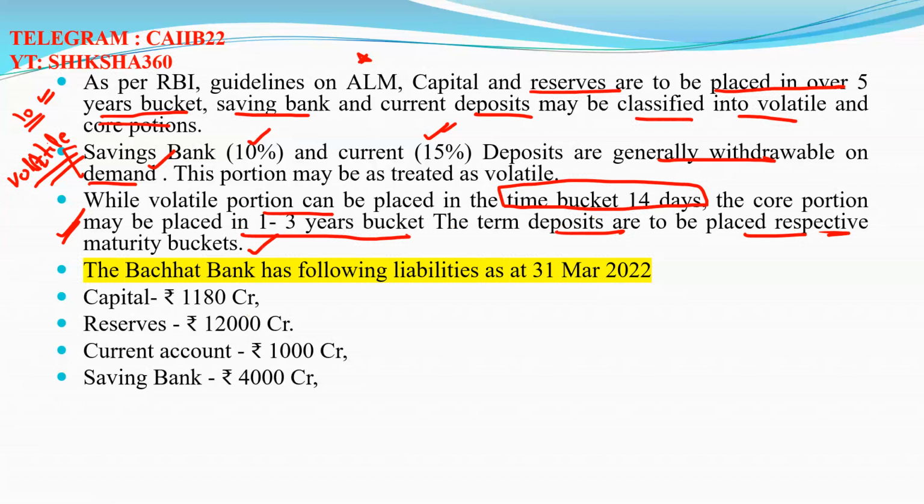Here there is a bank, Bachat Bank, which has the following liabilities as at 31st March 2022: capital is rupees 1180 crore, reserves is 12,000 crore, deposits in the current account is 1,000 crore, and deposits in the saving bank is 4,000 crore.